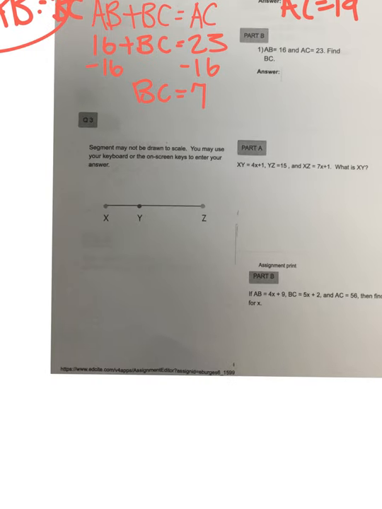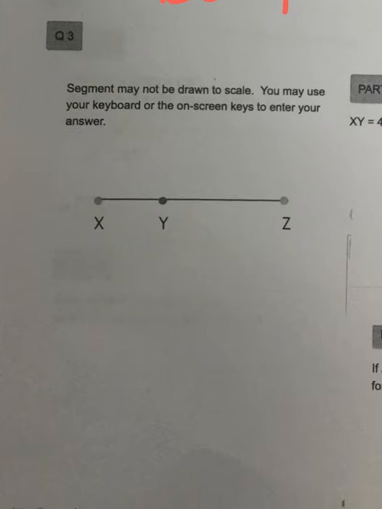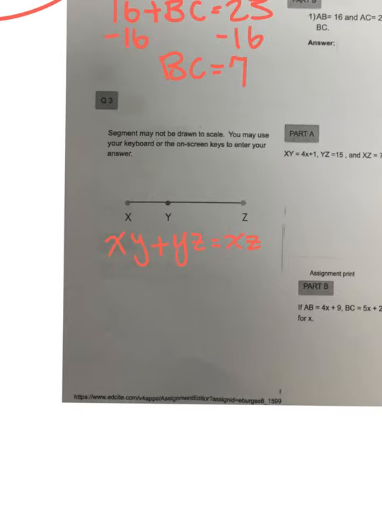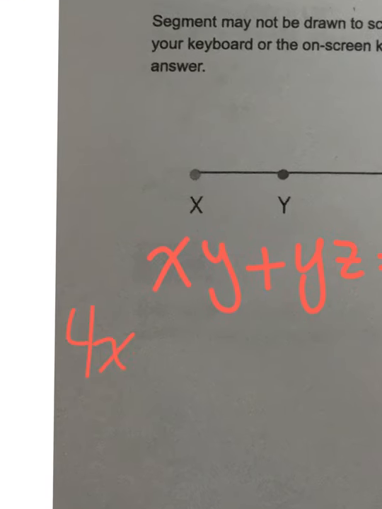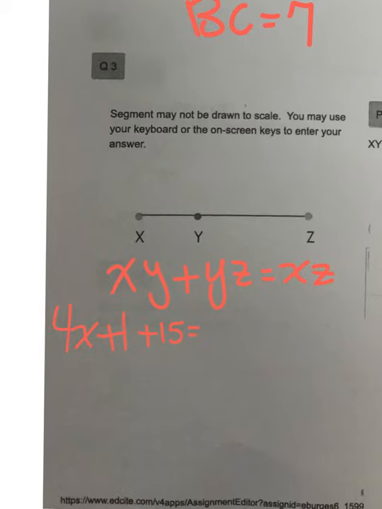Okay, number 2. We have this line here, and it's asking us to find XY. So we always start the same way with our equation, which here would be XY plus YZ equals XZ, right? We know that XY is 4x plus 1, YZ is 15, and XZ is 7x plus 1.